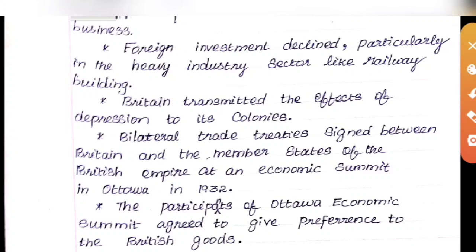Here you can easily understand, children, that in 1929 the Great Economic Depression was there. During the Great Depression, all the countries suffered, excluding the USSR, the Union of Soviet Socialist Republics, otherwise called Russia. Britain suffered a lot. Its foreign investment also declined, especially in the heavy industries sector, like railway building. So Britain transmitted the effects of the depression to its colonies. India was one of the colonies.